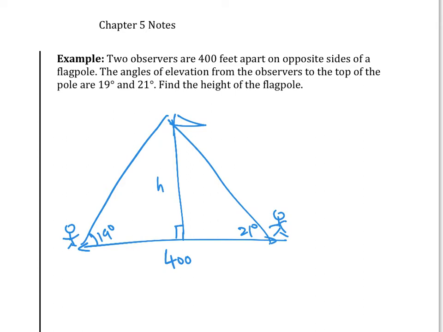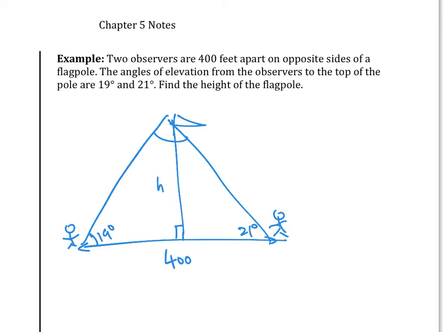Okay, so what you cannot assume here is that this is 200 and 200. You cannot make that assumption because there's nothing that says the flagpole is in the middle of them. So what you have to do is just work with whatever is given to you. So we're given basically a triangle with 19, 21. This is unknown. This is 400. You have to figure out the height in between. So what should you do?